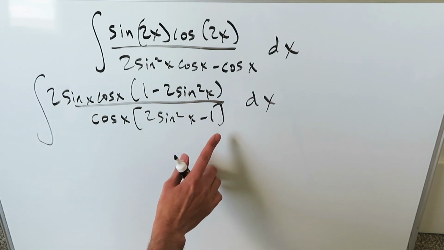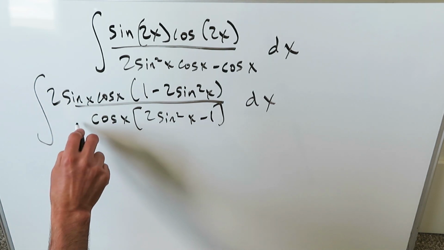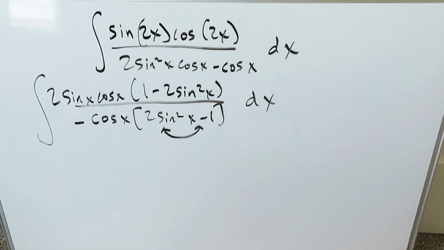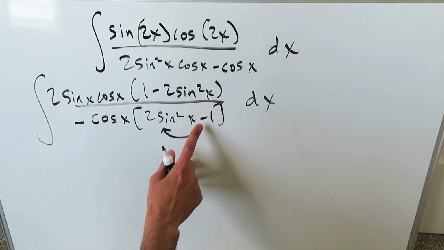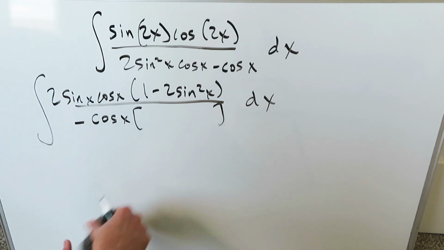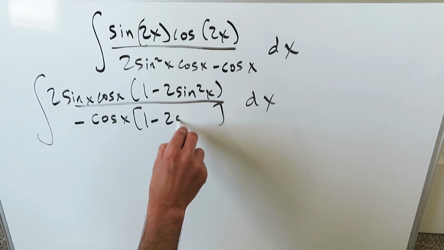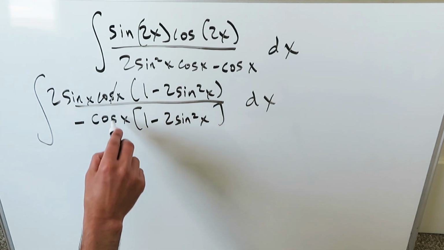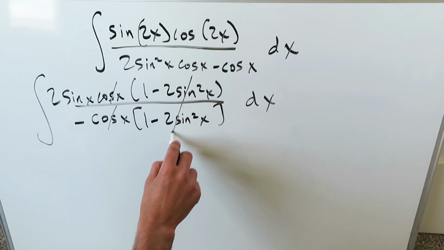Make a modification. The modification is this. I'm going to bring a minus over here, and I'm going to flip these terms around. And when I flip them around, 2 sine square x minus 1 will become 1 minus 2 sine square x. And that's the modification which is coming into play. 1 minus 2 sine square x. This cosine x, these items cancel out.